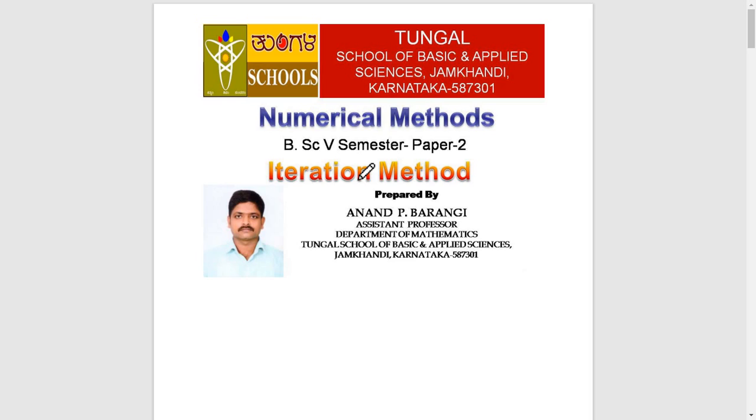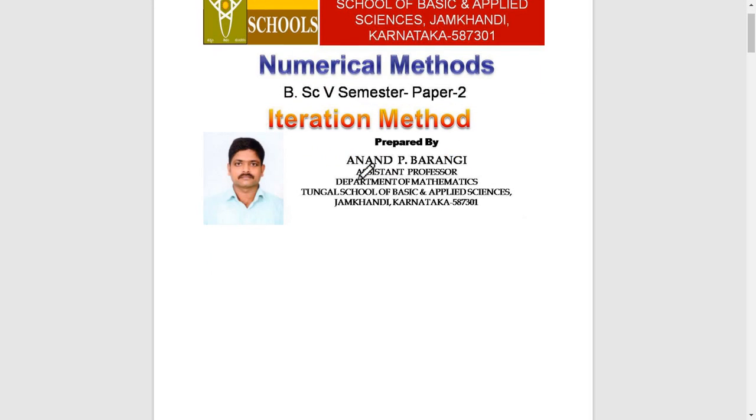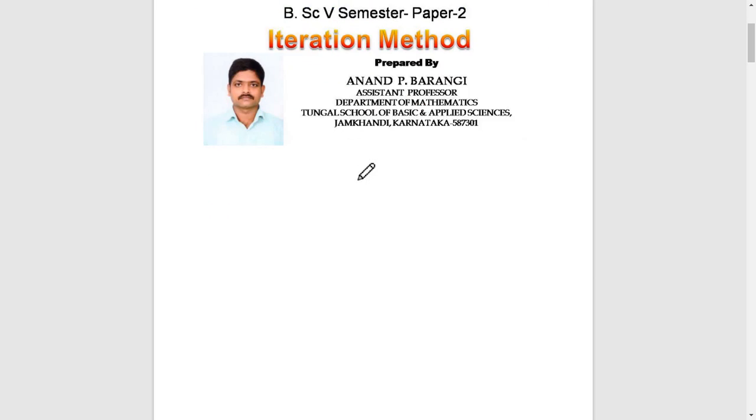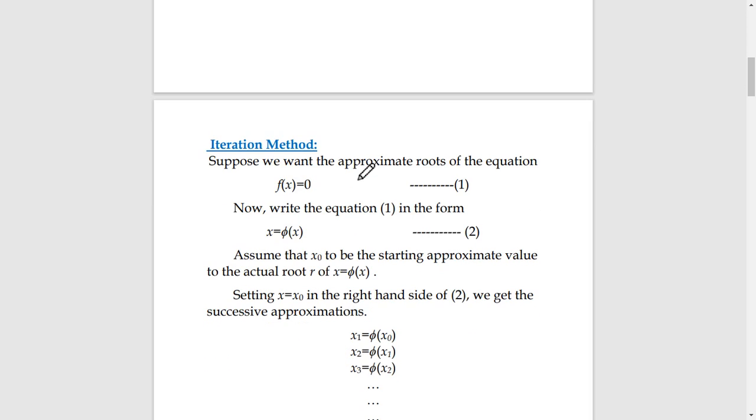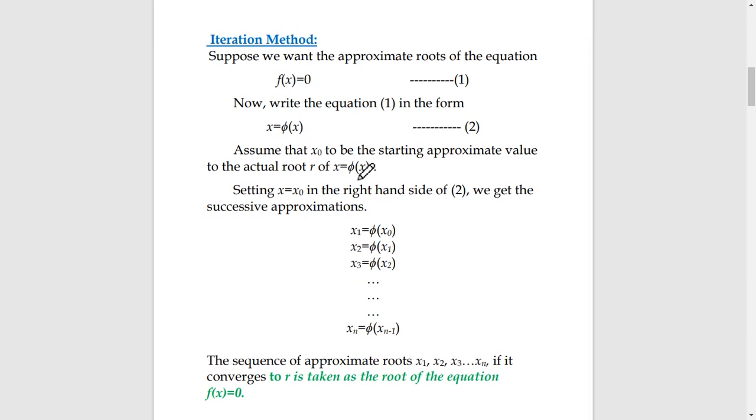So already the bisection method has been discussed by sir. I am going to continue with another method, the iteration method. The iteration method is helpful in finding the value of the root of the given function f of x equal to 0. So let us see what the iteration method is.